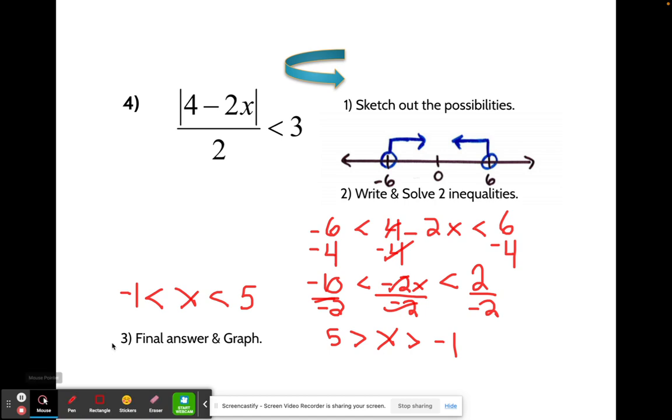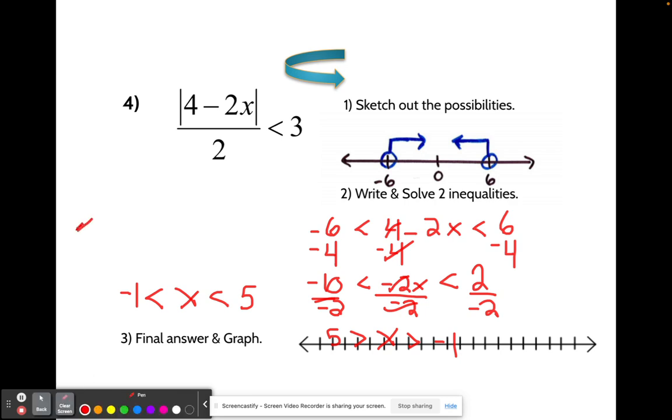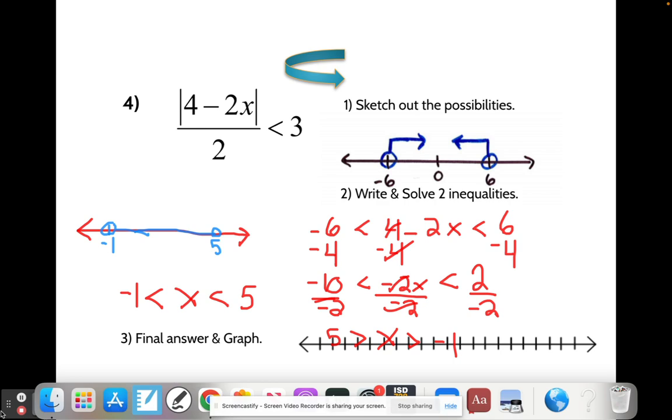And if I were to graph this, I kind of wrote over it. Maybe I'll just make a new number line up here. Then I don't have to worry about counting my spaces either. At negative 1, I would have an open circle, and my numbers would go this direction. At 5, I would have an open circle, and my numbers would go this direction. So this is my solution and graph for this inequality.